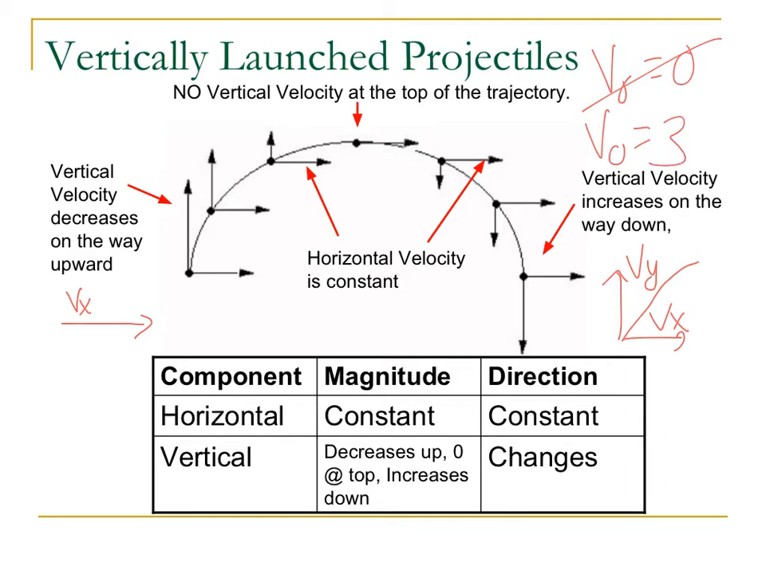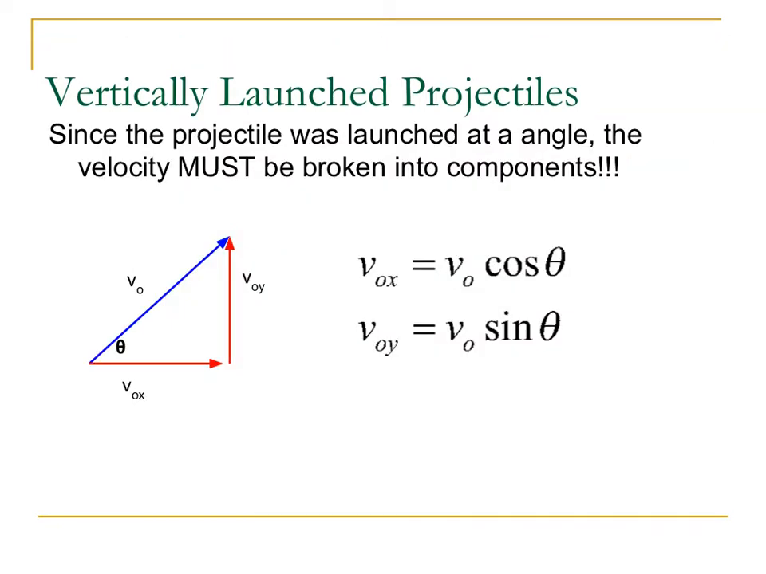So some reminders. Our horizontal motion is going to remain constant. However, our vertical motion will be changing, just like it did for our vertical problems. As the object is going up through a projectile, our vertical velocity will decrease all the way to the top, where v final is 0. Then as we go down, our vertical velocity will increase. So launched projectiles will always be at an angle.